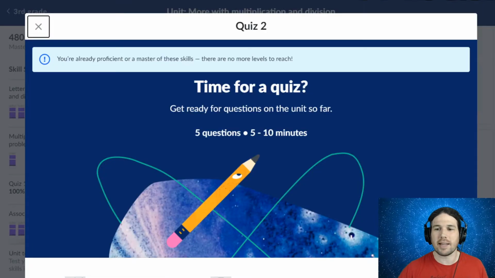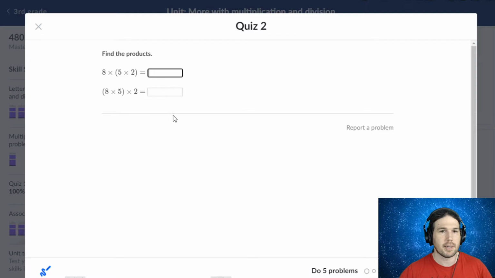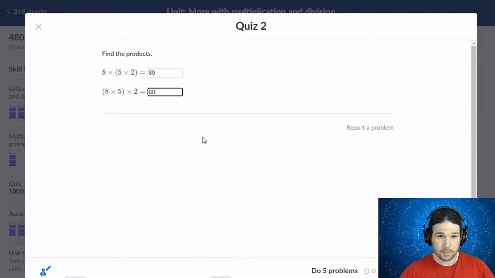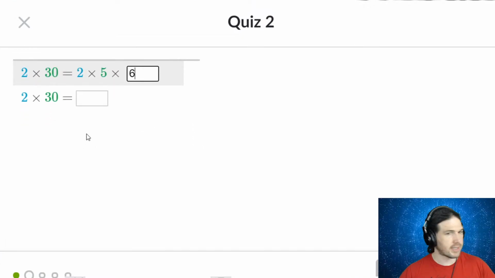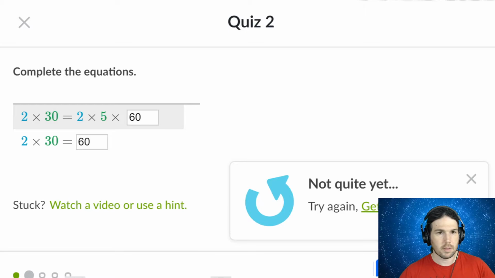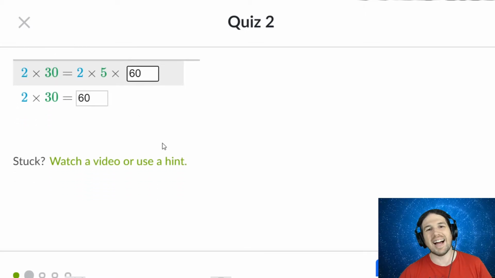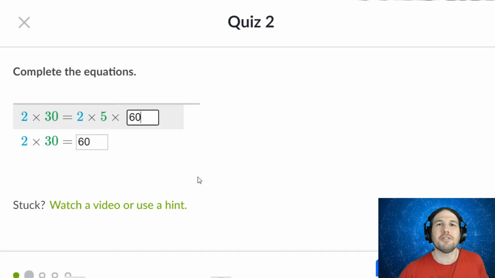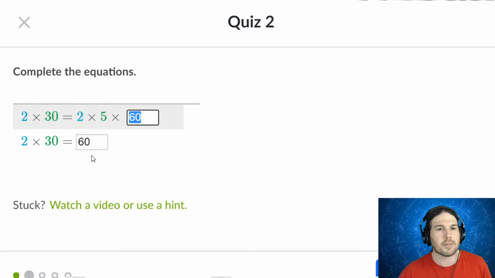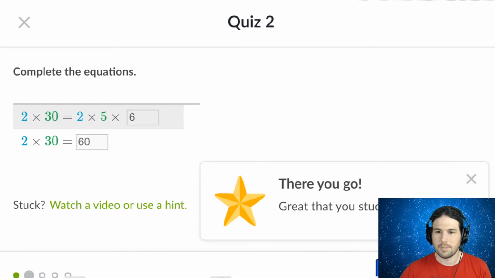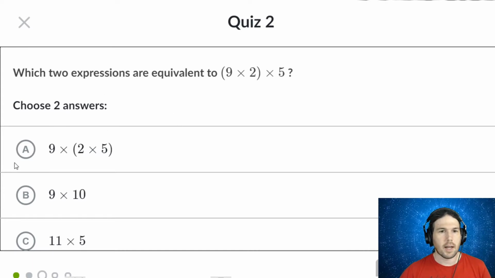Let's take this quiz. I'll again go ahead and just blitz through it. We get 80 either way. 2 times 30 is 60, no matter how you slice it. Oh, Jesus. See, this is what happens when you go too fast. This is what happens when you try to prioritize speed over accuracy. That's 2 times 5 times 6, not 60. Yeah, 5 times 6. Come on, Cunningham, you're better than this. 9 times 2 times 5 and 9 times 10, those are both correct.